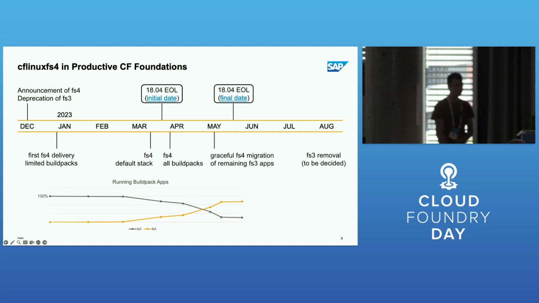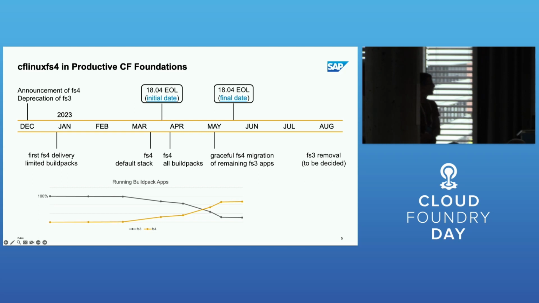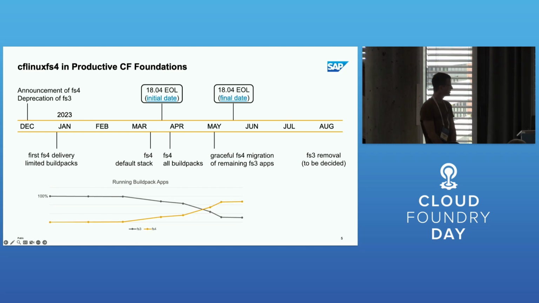Now let's look at how that feels from a platform operator point of view, using the example of SAP. So we announced the new stack and at the same time the deprecation of the old stack in December 22, and in the very first weeks of January 23, we shipped the first new stack, FS4, with, I think, a set of 4 buildpacks, just to get something rolling. That was pretty early, and not all the development was yet finished. It was a CF Linux FS4 0.something version.